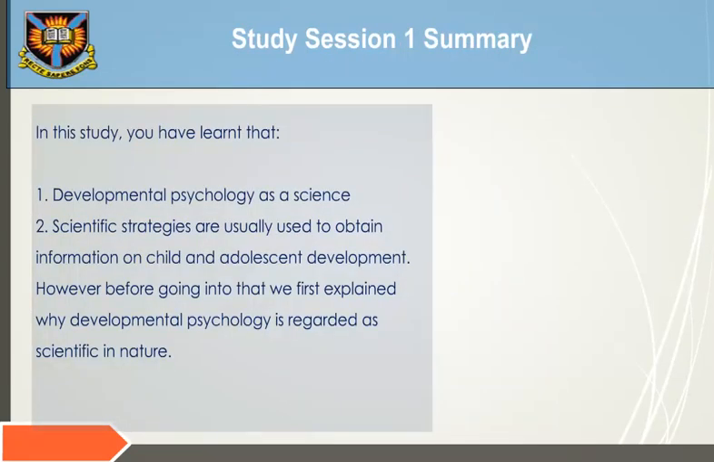Study Section 1 Summary. In this study, you have learned that 1. Developmental psychology is a science. 2. Scientific strategies are usually used to obtain information on child and adolescent development. However, before going into that, we first explained why developmental psychology is regarded as scientific in nature.